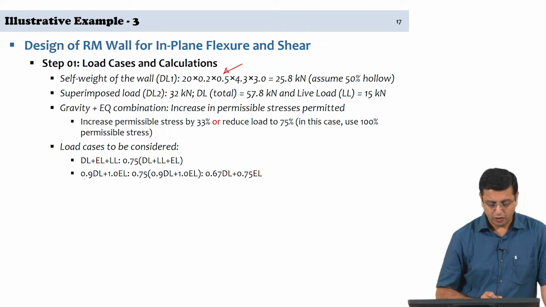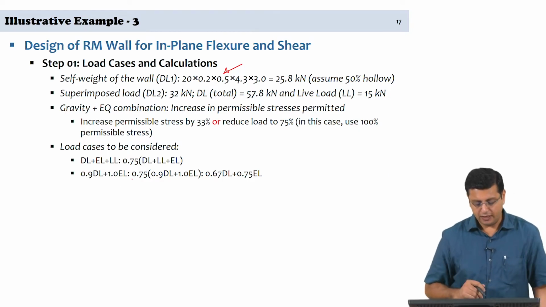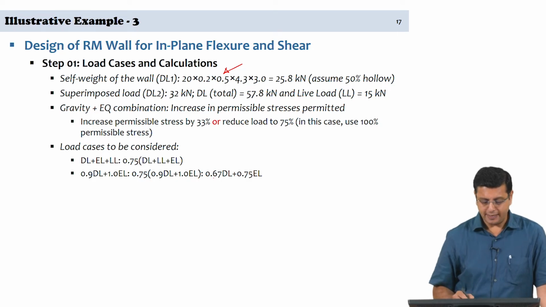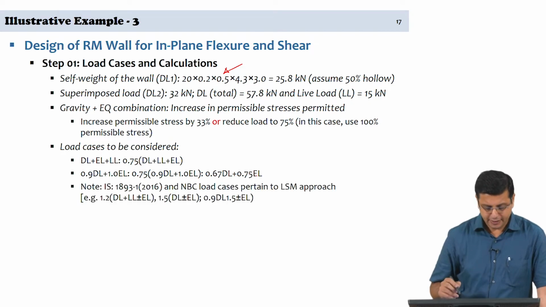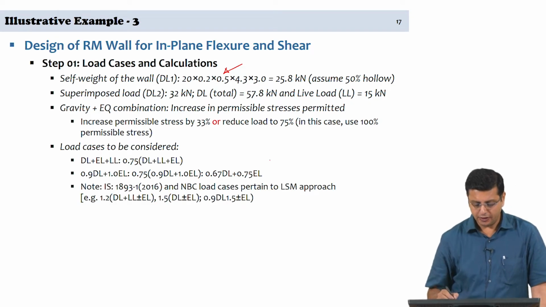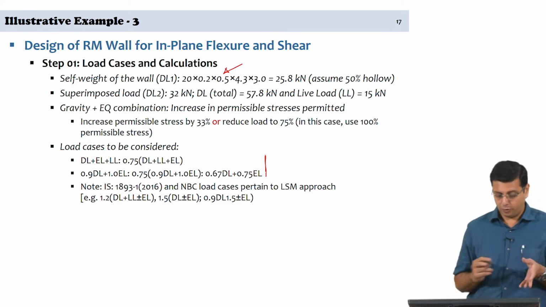So, the load case is 0.9 times the dead load plus 100% of the earthquake load. In this case, considering 75% of the total load, we have the load case as 0.67 dead load plus 0.75 earthquake load. Okay. At this stage, I just would like to point out that these two load cases that we are looking at are appropriate for a working stress approach.